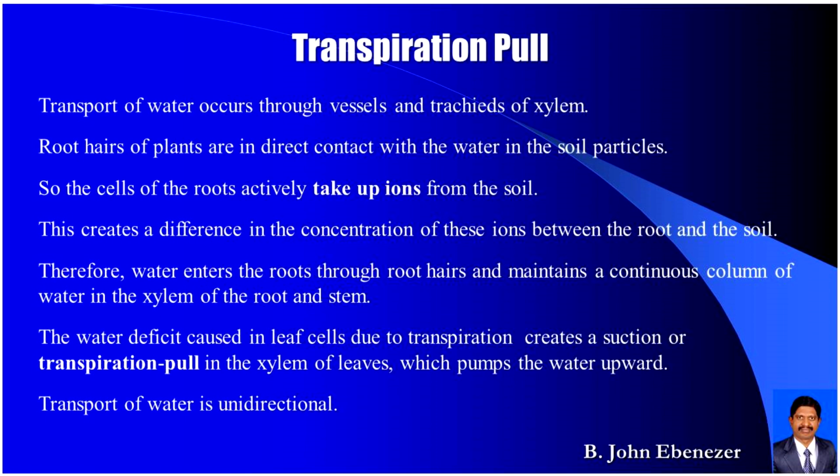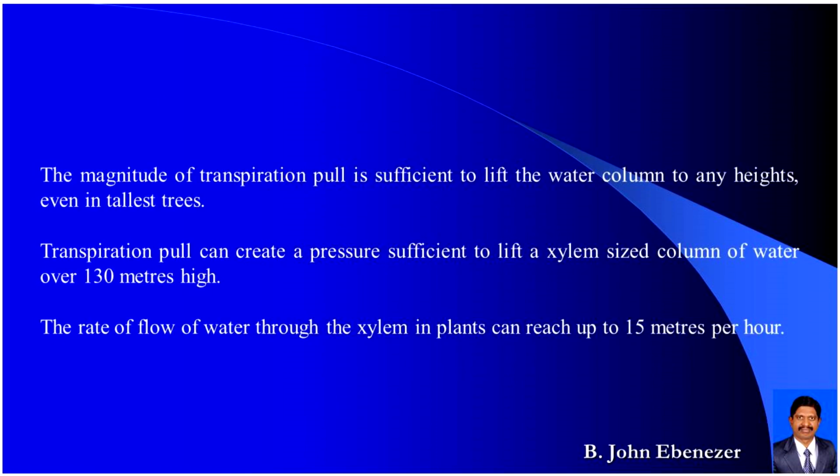The water deficit caused in leaf cells due to transpiration creates a suction or transpiration pull in the xylem of leaves, which pumps the water upward. Transport of water is unidirectional. The magnitude of transpiration pull is sufficient to lift the water column to any height, even in the tallest trees. Transpiration pull can create a pressure sufficient to lift a xylem-sized column of water over 130 meters high. The rate of flow of water through the xylem in plants can reach up to 15 meters per hour.